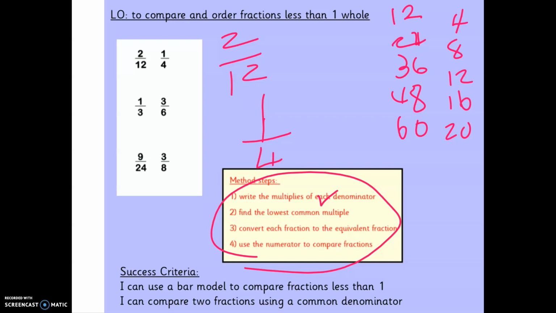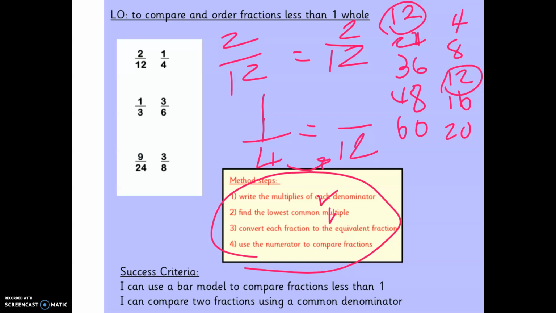Step 2 says find the lowest common multiple. We've done this before. Find the lowest number that is in both sets of multiples. And if you look, you'll see this time that the lowest common multiple is 12. So now I know that I'm going to convert each fraction into 12ths. I might have to find an equivalent fraction for some of them. 2/12 is already in 12ths, so that's going to stay as 2/12. But I'm going to have to make a quarter into an equivalent fraction to change the denominator into 12.